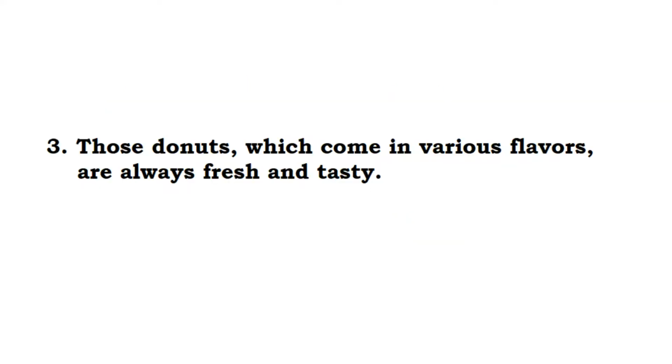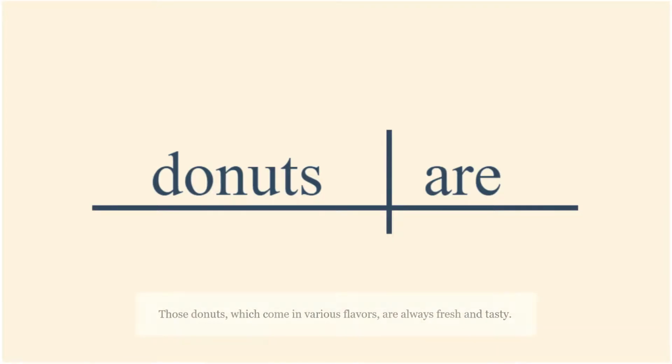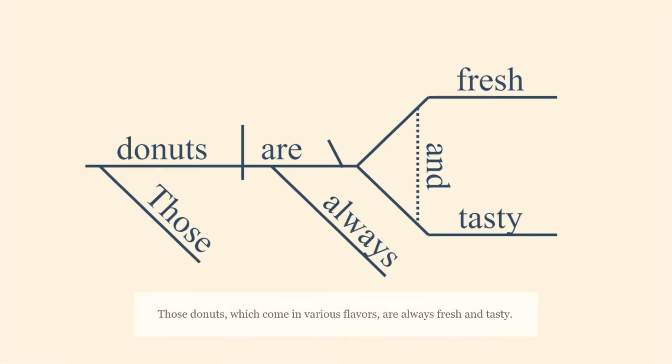Sentence 3. Those donuts, which come in various flavors, are always fresh and tasty. As always, we want to start with the subject and the verb. And here we have donuts and the linking verb are. Which donuts? Those donuts. And they are what? The linking verb connects donuts to the predicate adjective, fresh. And in this case, it's a compound predicate adjective. So those donuts are always fresh and tasty.